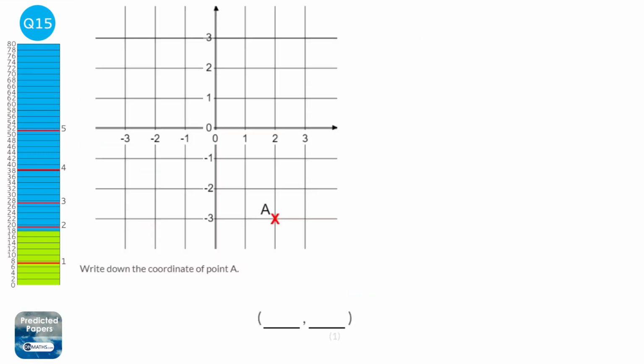To find a coordinate, what we can do is we can start in the middle, and we work out how far across we have to go. And here we have to go 2 across, so the x coordinate is 2. Then we find out how far upwards or downwards we have to go. And here we have to go 3 downwards, so that's going to be -3.